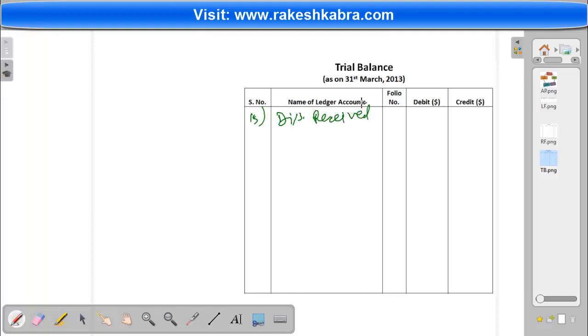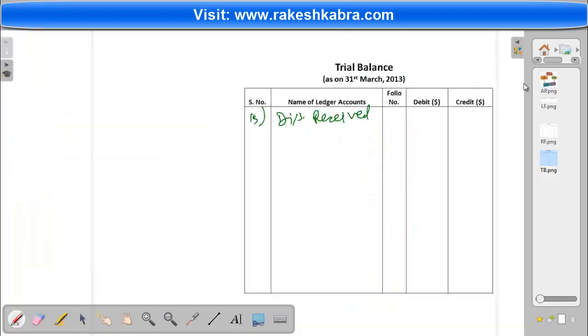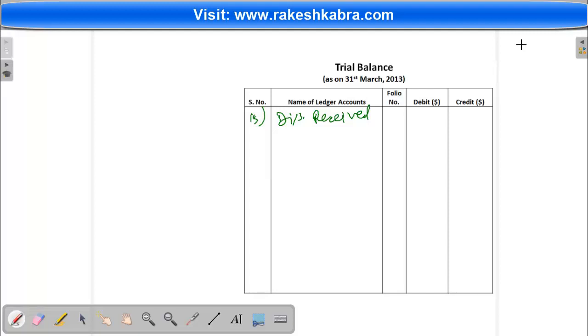And what is the balance? 300. Discount received 300. And discount received is income, isn't it? So it will show credit balance. Income always shows credit balance, isn't it? So we will write this 300 in the credit column. Now tell me which is our next account.